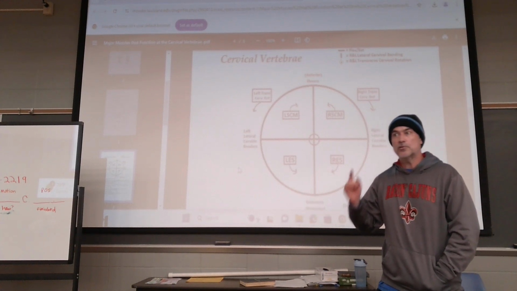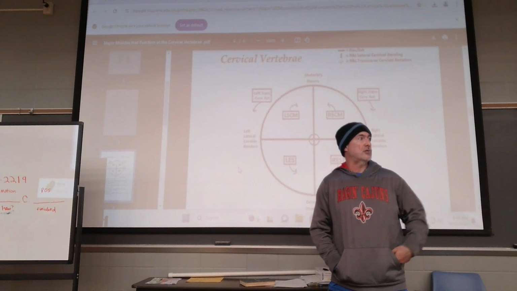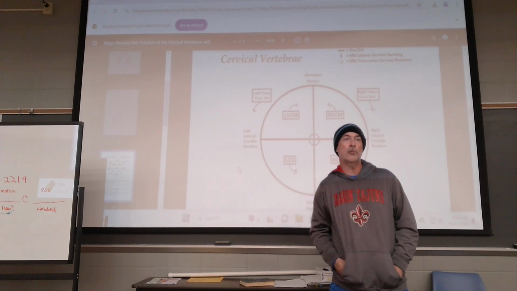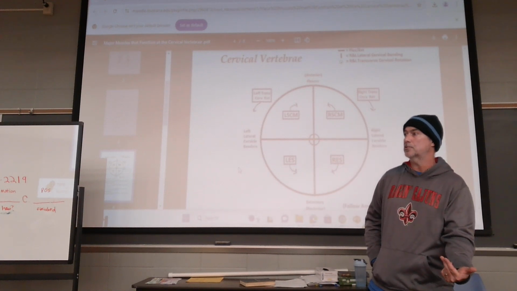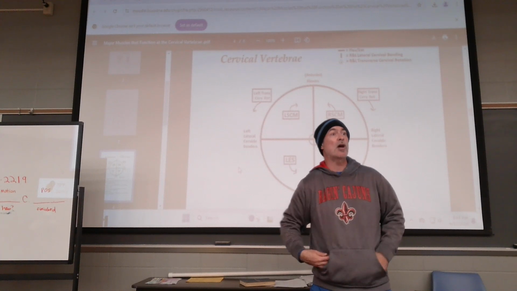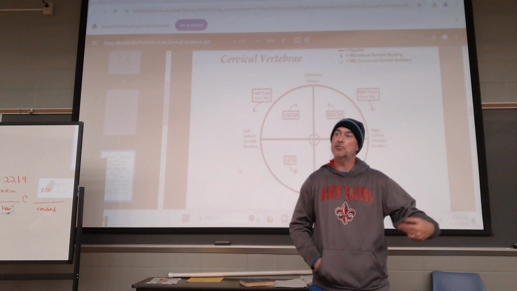Who are the cervical flexors? Right and left sternocleidomastoids. Who are the cervical extensors? Right and left erector spinae. Who are the right lateral cervical benders? Right sternocleidomastoid, right erector spinae. Who are the left lateral cervical benders? Left sternocleidomastoid, left erector spinae. Who are the right transverse cervical rotators? Left sternocleidomastoid, right erector spinae. Who are the left transverse cervical rotators? The right sternocleidomastoid, left erector spinae.